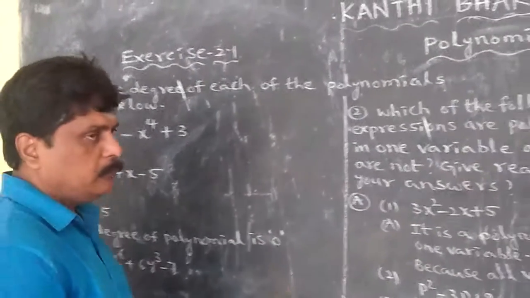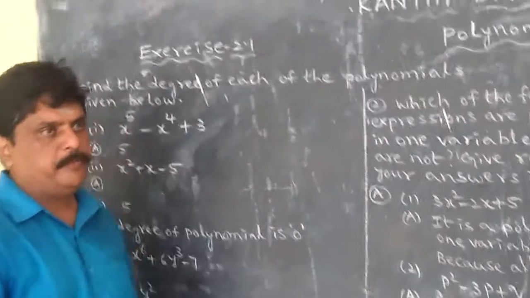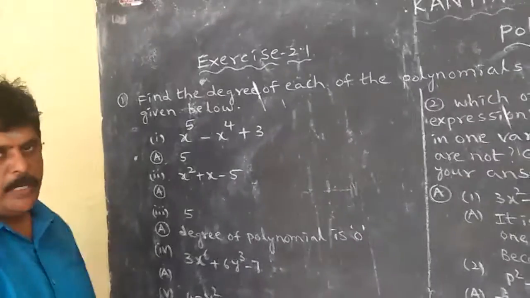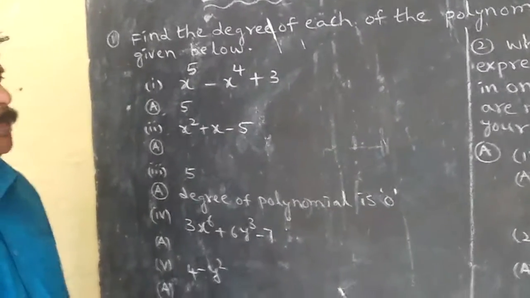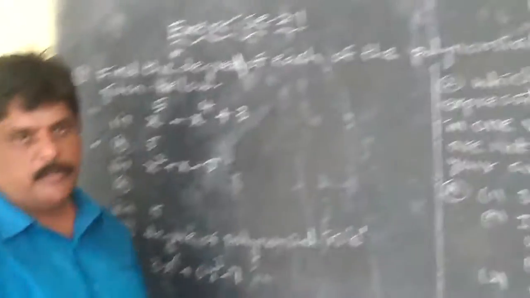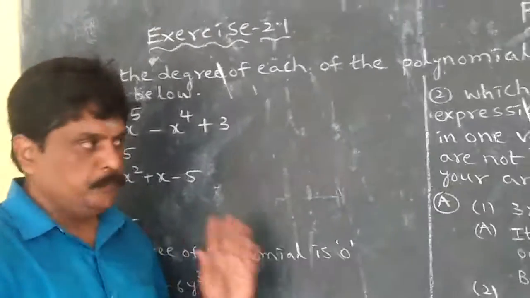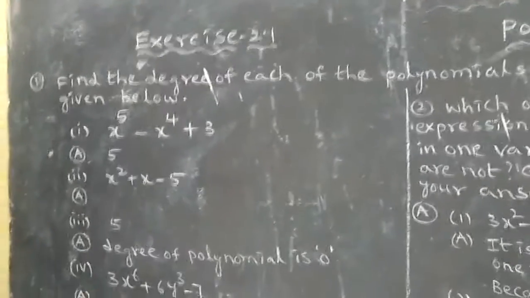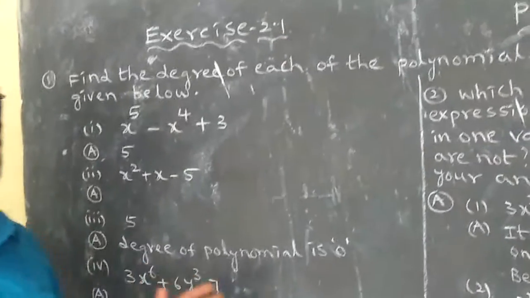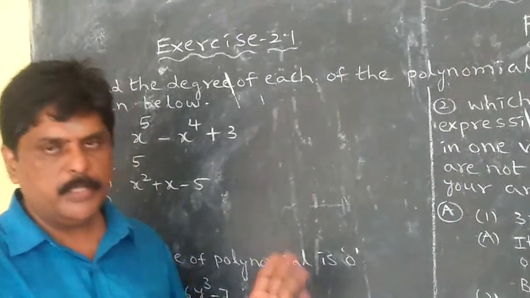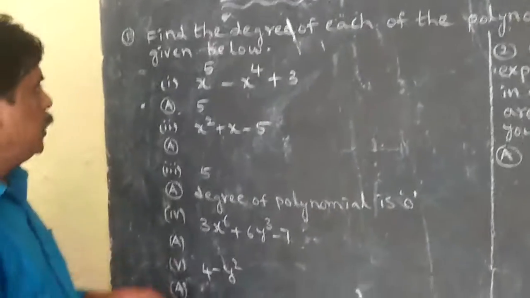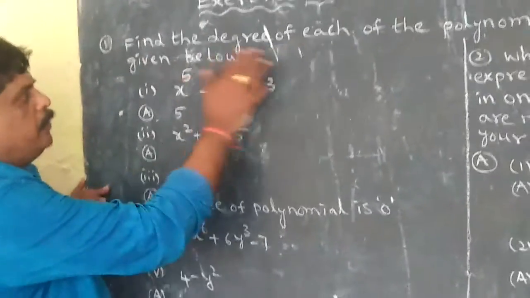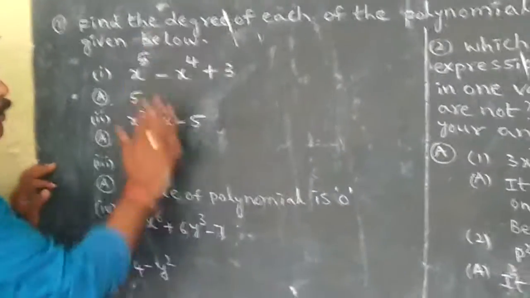We are learning about polynomials and factorization. Already I have explained the degree of a polynomial, the coefficients of a polynomial, polynomials having one variable and polynomials having two variables. Today we are doing exercise 2.1. Find the degree of each of the polynomials given below.